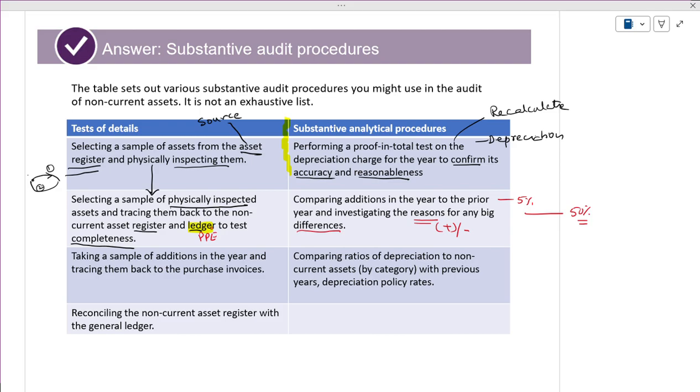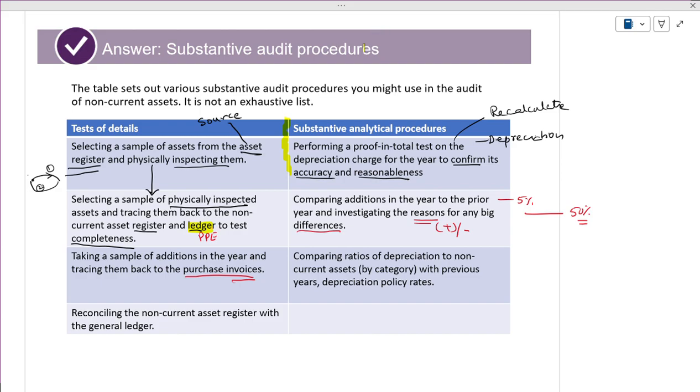Tracing a sample of additions. Once we are doing this, any additions in the year, and again, when you are talking, if there are details, if there are any additions, you will see the additions and you will go to the purchase invoices.